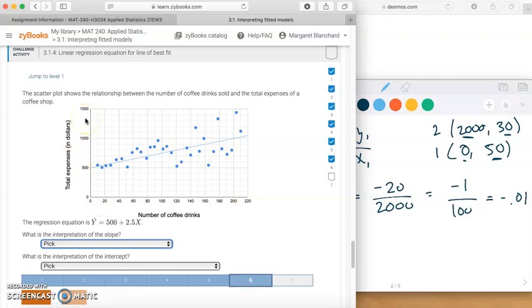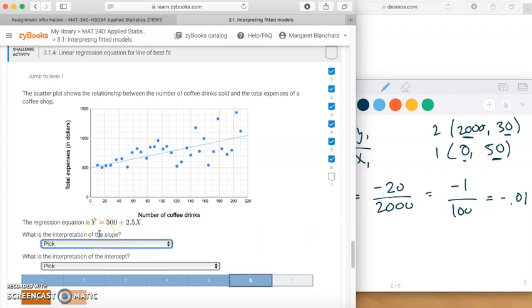I mean, that's not talking about your profit, your expenses, because you have to buy more cups, more supplies, more coffee, maybe even hire more employees. So there's a lot of stuff connected to the additional sales. So here we're given the regression equation, y hat equals 500 plus 2.5x.